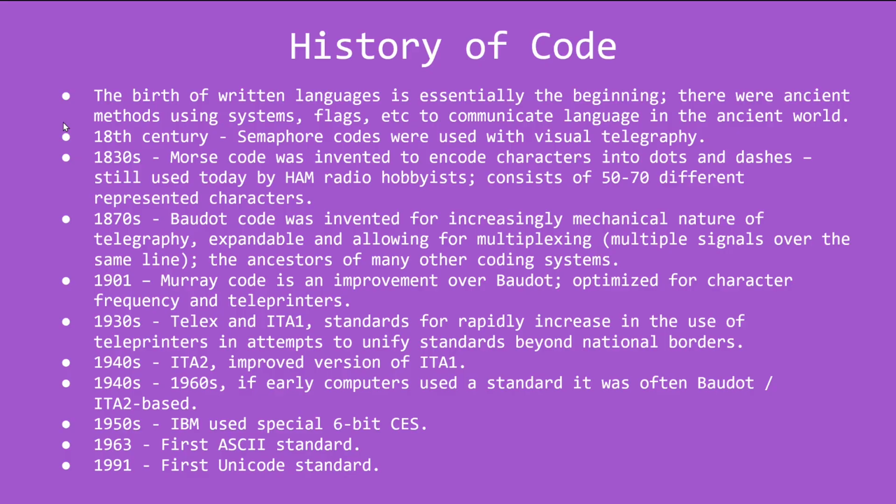From the 40s to the 60s, if early computers used some kind of transmission standard for characters, it was definitely in the Baudot range usually, and it probably was ITA2 based, because if you were sending stuff to a teleprinter, that was probably the easiest way to do it. By the 50s, IBM started using their own special 6-bit systems. By 63, the first ASCII standard came out, and then in 1991, the first Unicode standard came out.